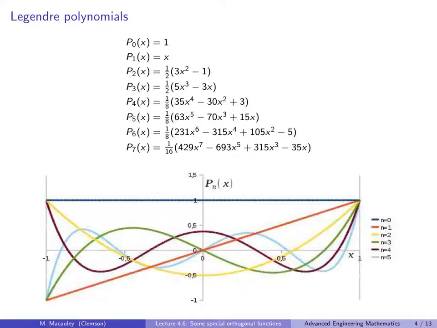Here are the first few Legendre polynomials. The first one, P0 of x, is 1. The next one is x, then 1/2 times 3x squared minus 1, and so on. I don't need to read them out. Here's what they look like, or at least the first 6, from n equals 0 to n equals 5. And I think it's remarkable that we can write an arbitrary function on this interval as an infinite sum of these guys. Isn't that remarkable? Well, I think it is.